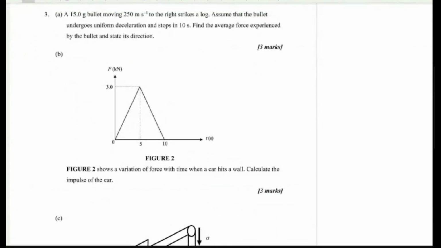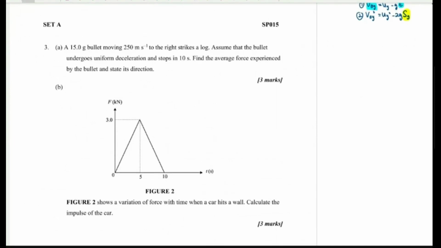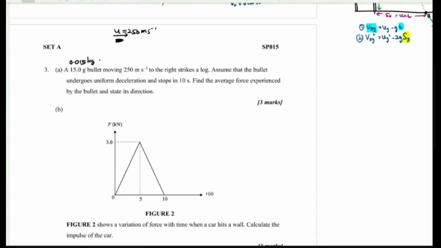Okay, question number 3. A 15 gram bullet, make sure you change to kg so that it would be 0.015 kg. So it's moving in this direction. U is 250 meter per second. And then it strikes a log. Assume that the bullet undergoes uniform deceleration and stops in 10 seconds.